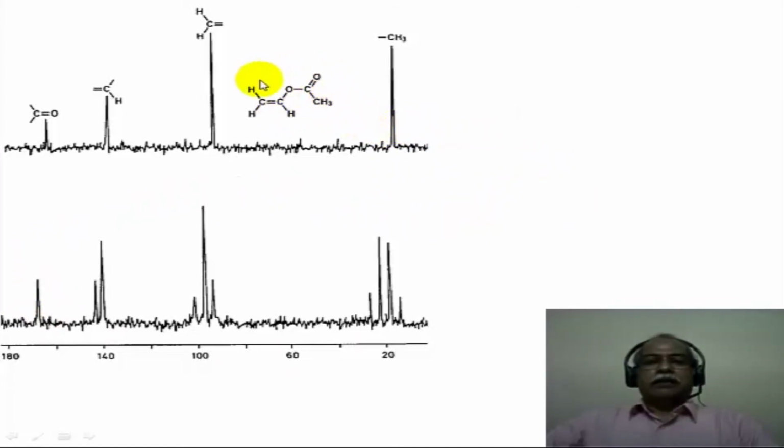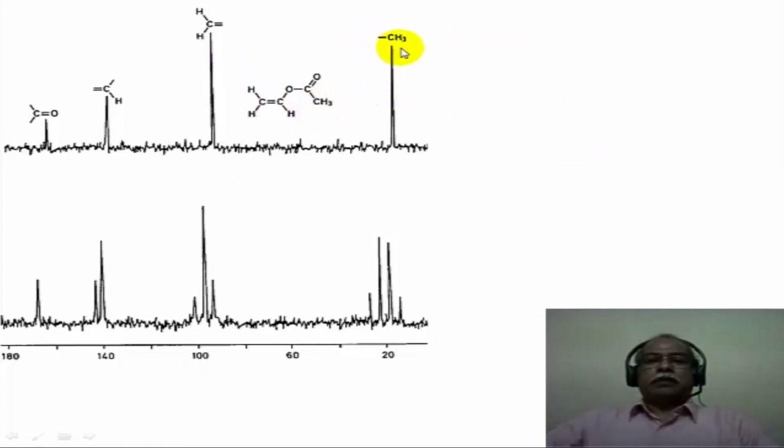vinyl acetate. This is a vinyl acetate spectrum. This is the completely proton decoupled spectrum. There are 4 carbons and the 4 signals are seen. The one for the carbonyl signal, the other one for the internal alkene carbon. The terminal alkene carbon comes separately, and finally the methyl carbon also comes separately.